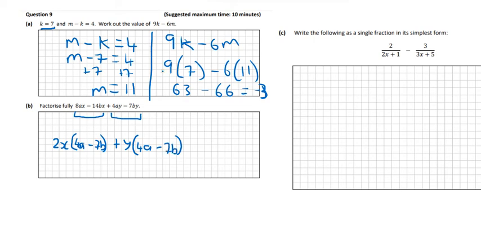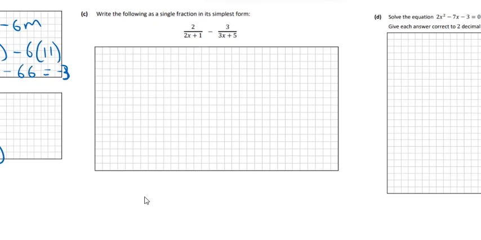And then it works out nicely. You've got the same thing in both brackets. So you can put the two things that are outside the brackets in one bracket together. So 2x plus y and 4a minus 7b. So that's the final answer. That's fully factorized.